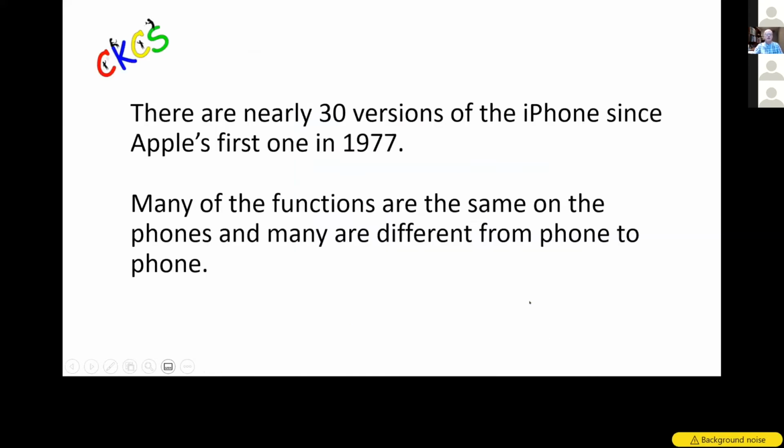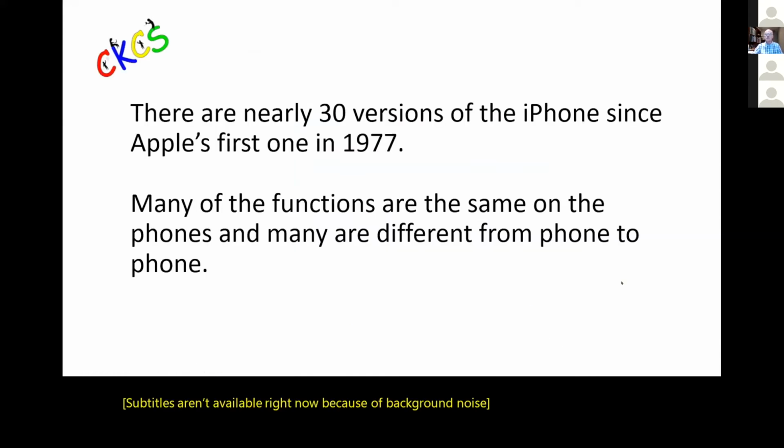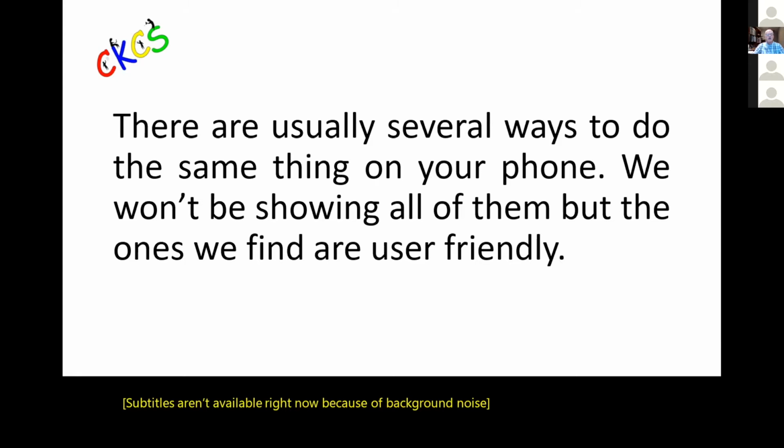Okay, a few comments about the phone, iPhones. There are nearly 30 versions of the phone since Apple's first one in 1977. Many of the functions are the same on the phones, but many are different from phone to phone. And there are usually several ways to do the same thing on your phone. We won't be showing all of them, but we'll try to do the ones that we find are user-friendly.